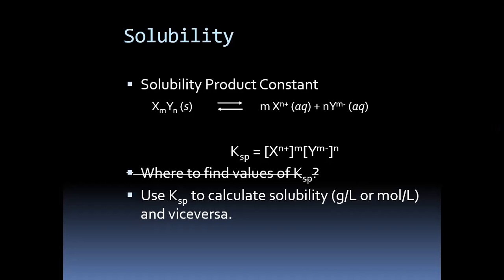But what we do nowadays is, in any question where you need the value of KSP, you're going to be given that value. There might be some questions where they give you the KSP and you have to calculate the solubility either in grams per liter or moles per liter, or vice versa. They might give you the solubility and you have to build your little ICE table to find KSP.